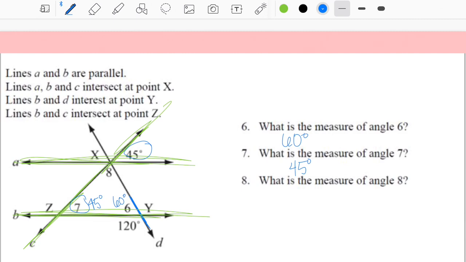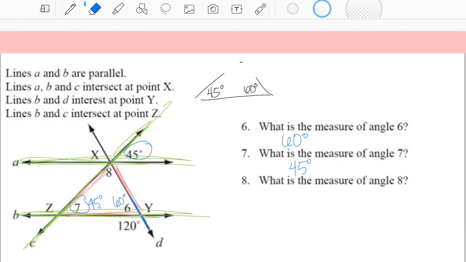For number 8, they tried to trick us, but if you guys see, and I'm going to do it a different color, this forms a big triangle. So what I'm going to do is I'm going to draw it on the outside so it's easier to see. We have angle 8, we have 45 degrees, and we have 60 degrees. If you recall from the earlier part of the lesson, all three angles in a triangle always add up to 180.